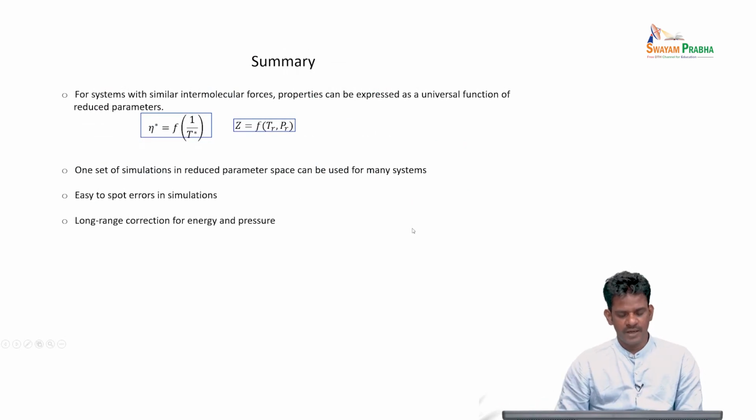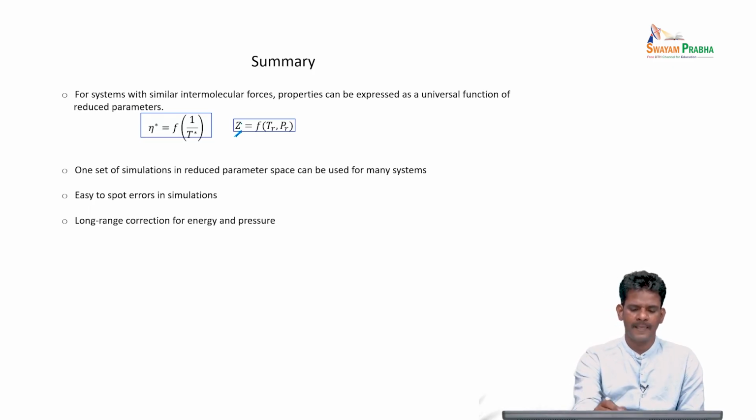Alright. To summarize, what we have seen in this lecture is that we are able to define a set of reduced parameters using molecular potential parameters such as epsilon and sigma for Lennard-Jones, and a similar set of parameters for other potentials as well. We take inspiration from the law of corresponding states, which we use for describing the compressibility factor written as a universal function of reduced temperature and reduced pressure.